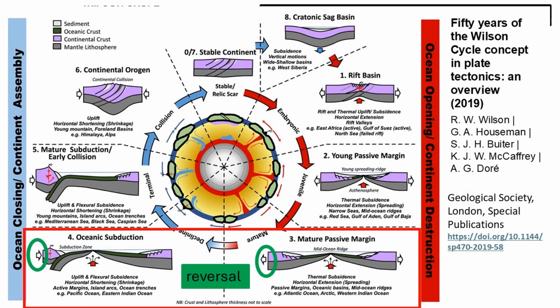Exactly the same thing. At step 3, the continent's moving in one direction. At step 4, it's moving in the reverse direction. No explanation for why that would happen.